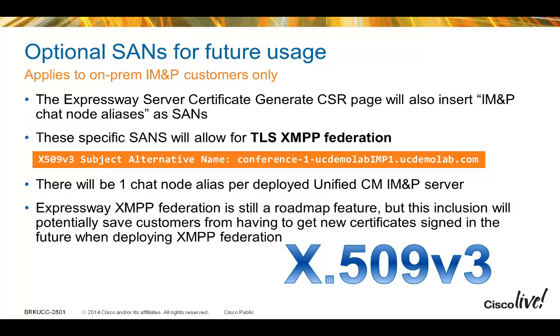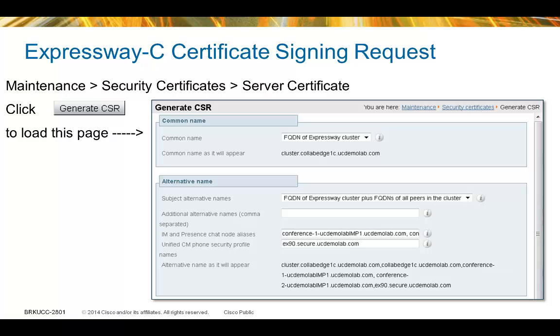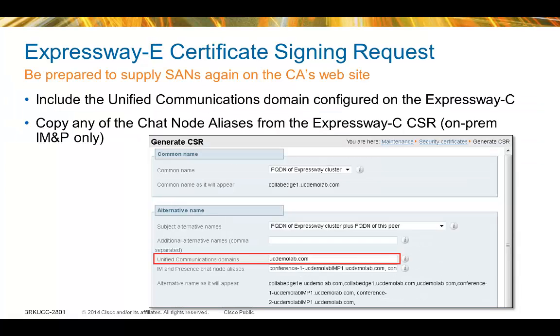So another optional SAN to think about where you're doing XMPP federation very soon with Expressway. You don't have to do this, but if you want to do TLS federation to your IM and Presence server with persistent chat rooms, this is something we're giving you the option to put in your cert today, so that when we have this new feature in a couple months' time, you don't have to regenerate your certs. Okay, so here's the detail. It's completely optional for MRA. This is how you generate the CSR. This is a good reference to see what I did.